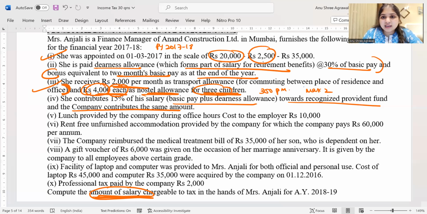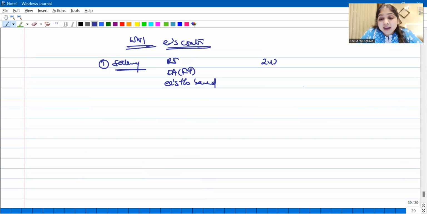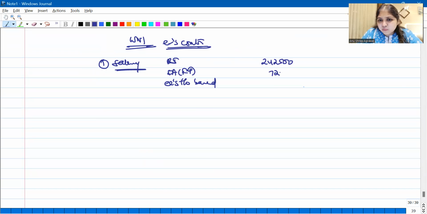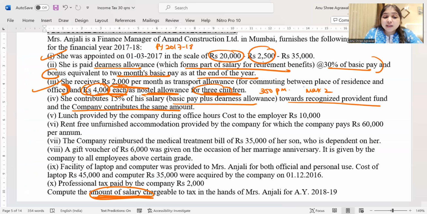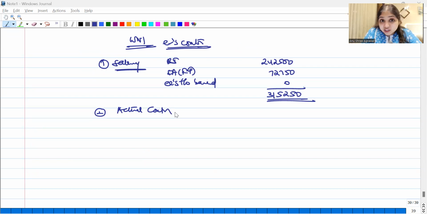What is the basic salary of this assessee? For this year, we've already calculated. Basic salary is 2,42,500. And the question had said DA is forming part. So DA 72,750, fully I'm going to consider forming part. Employees turnover based commission is not given to us. So what is the salary for the purpose of RPF? For the purpose of RPF, the total salary is going to be 3,15,250. Am I right, guys? Then tell me, what is the actual contribution? How much did they actually contribute?